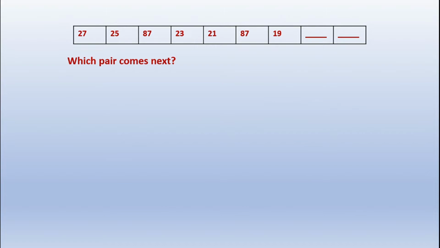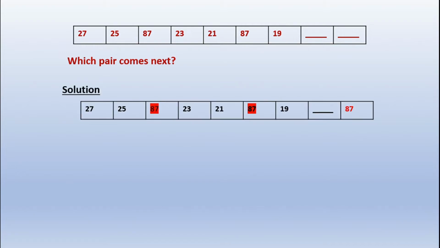Let's look at a number pattern related IQ question. So there is a pattern of numbers. So ask which pair comes next. So there are two blanks to find. When you look at this pattern, you can see 87 is repeated after every two numbers. So by that, for the second blank, we can use 87.